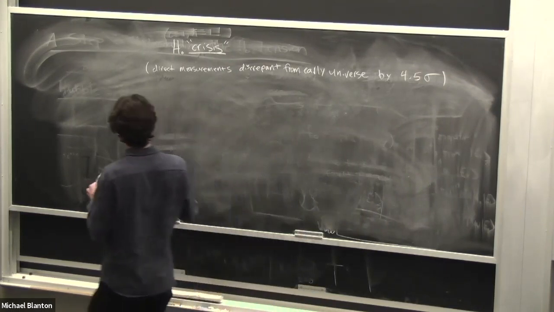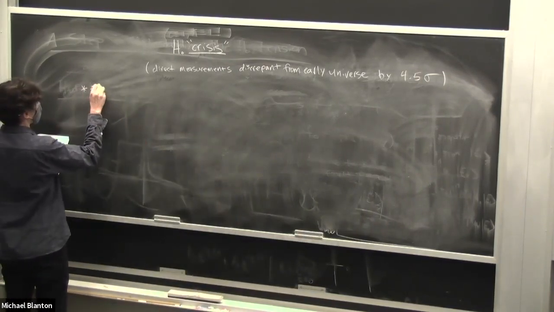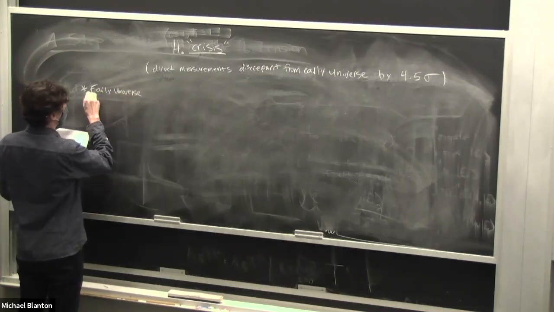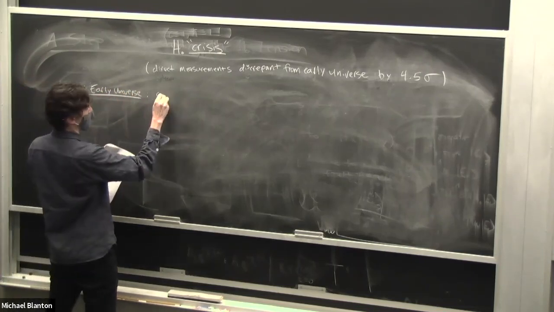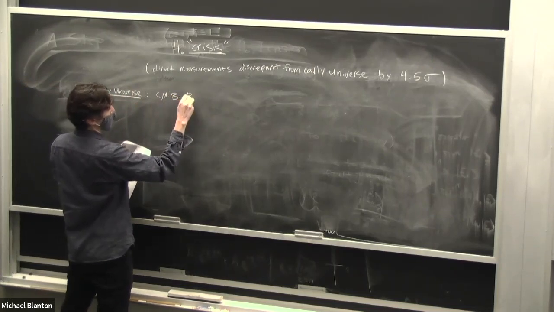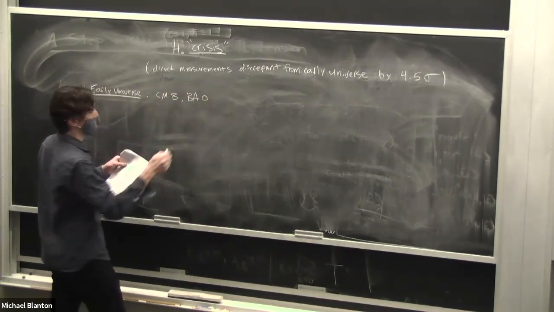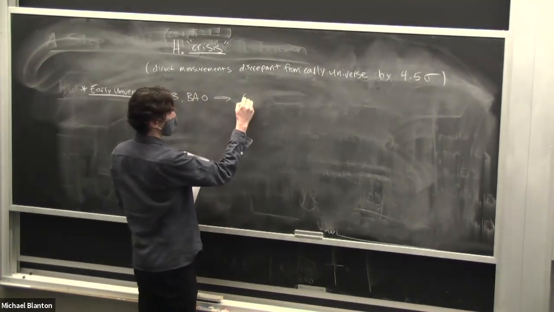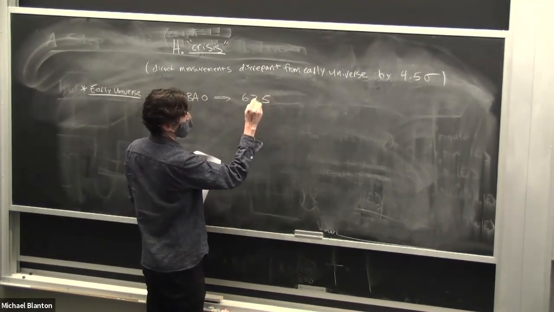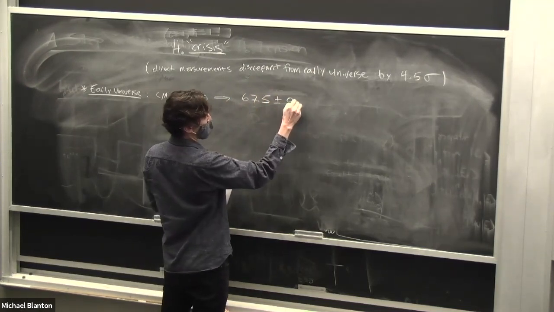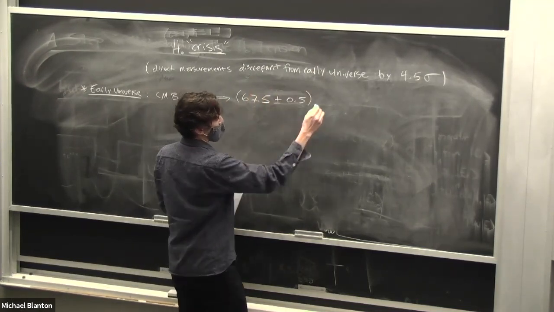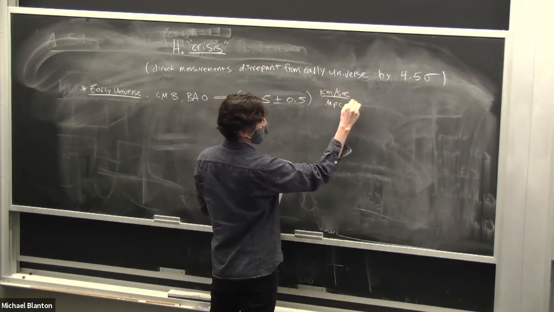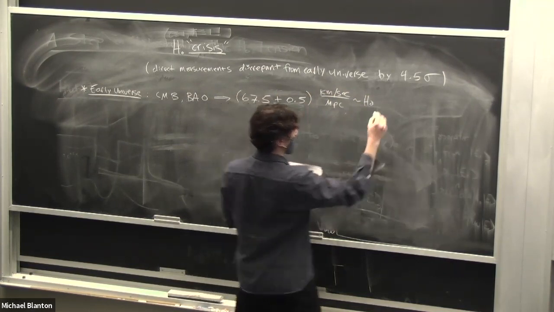The basic statement, once again, is that in the early universe, this includes probes like measurements of the CMB and the BAO. It gives values of H naught around 67.5 plus or minus a half kilometers per second per megaparsec. This is inferred.